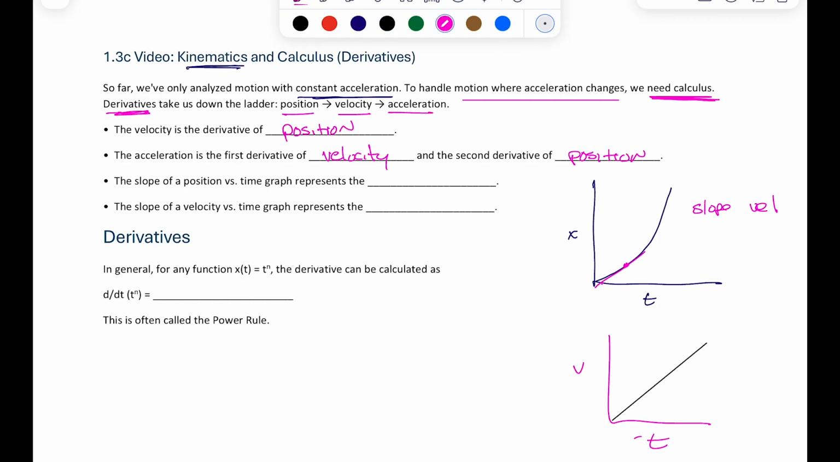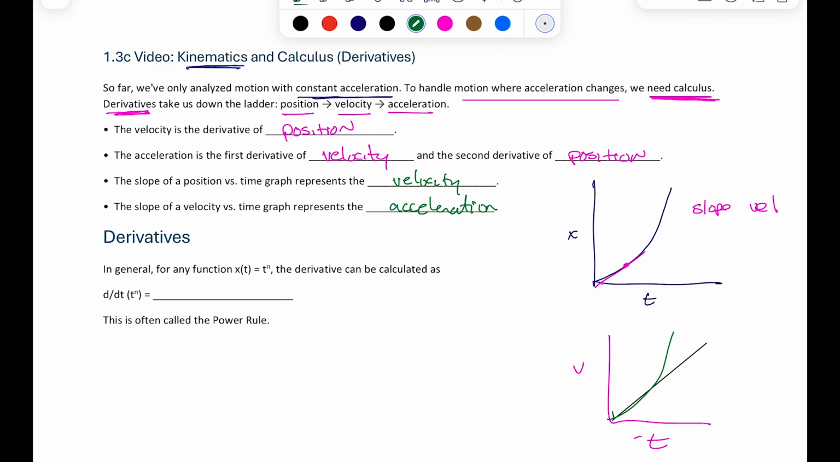But what happens if the velocity-time graph instead is a curve? So you don't have constant acceleration. So that's where we need calculus. The slope of a position-time graph represents velocity, and the slope of a velocity-time graph represents acceleration.